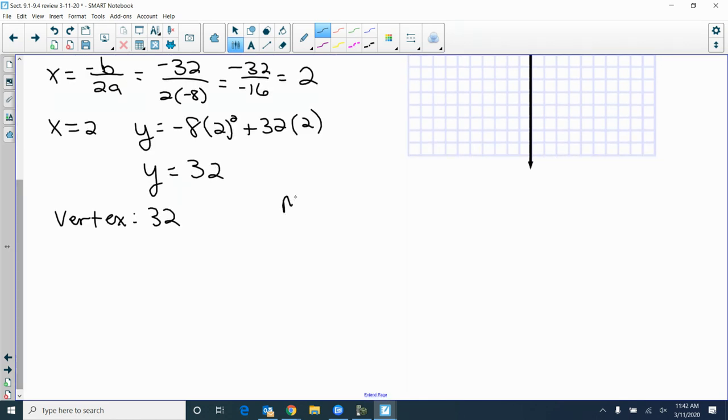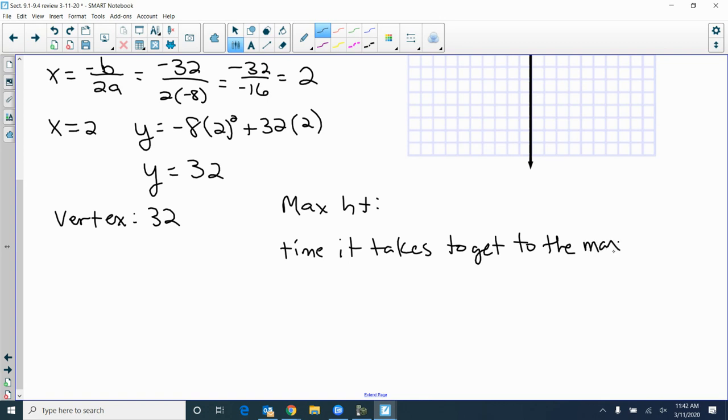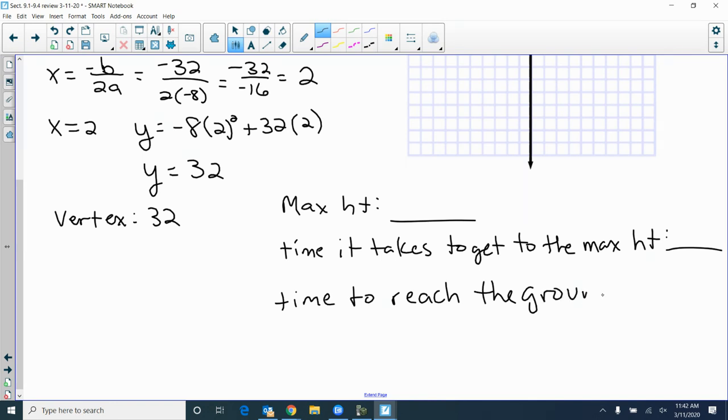All right. The max height, time it takes to get to the max height. And what does it say? Time it takes to hit the ground? Yeah. Time to reach the ground. Okay, time it takes to reach the ground.